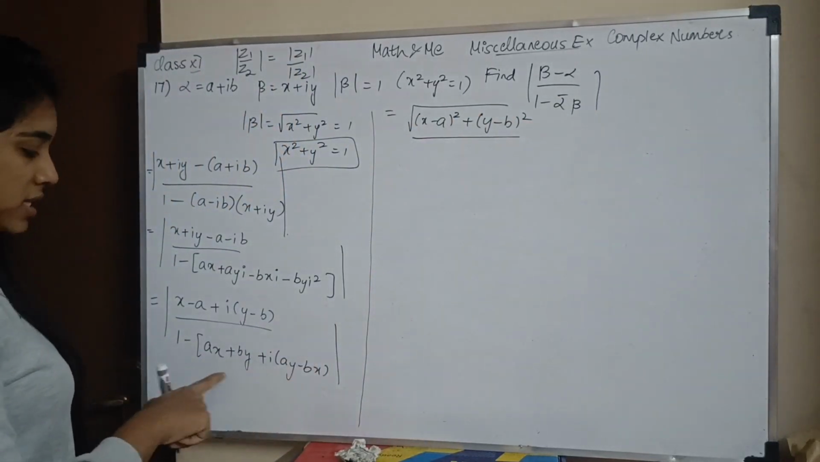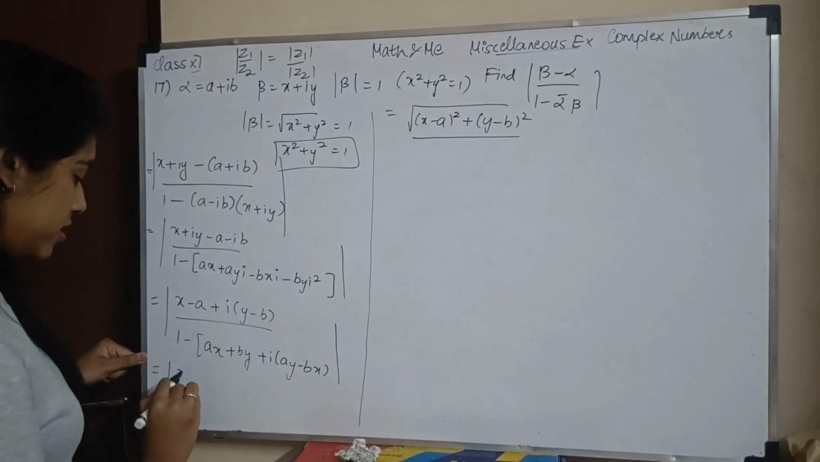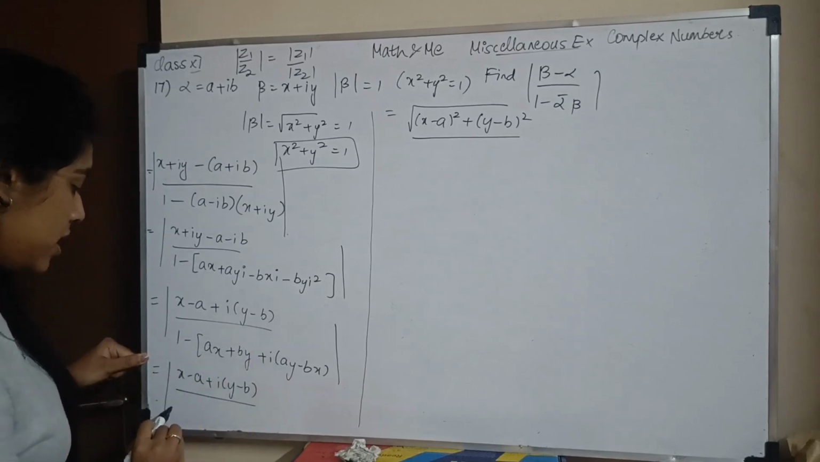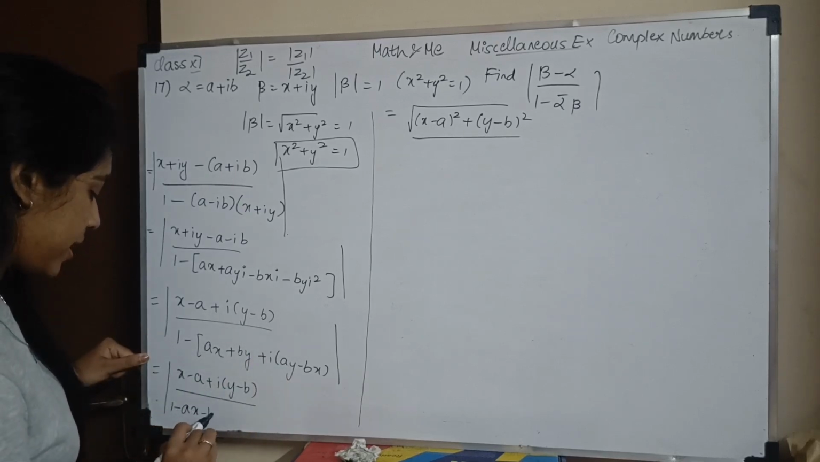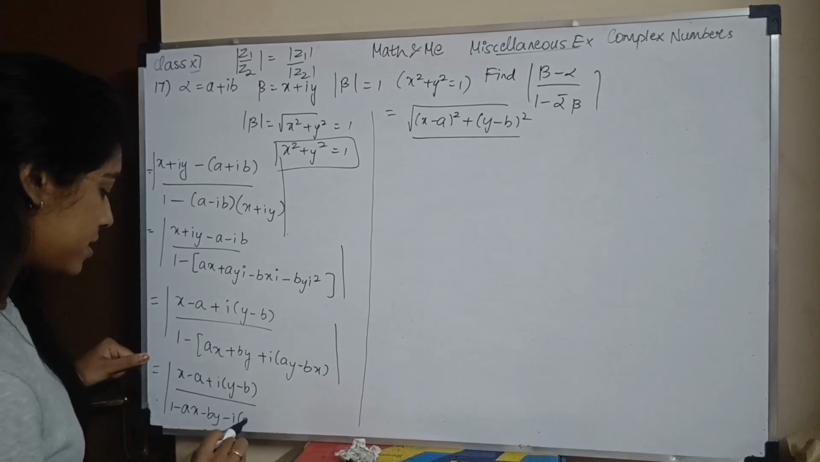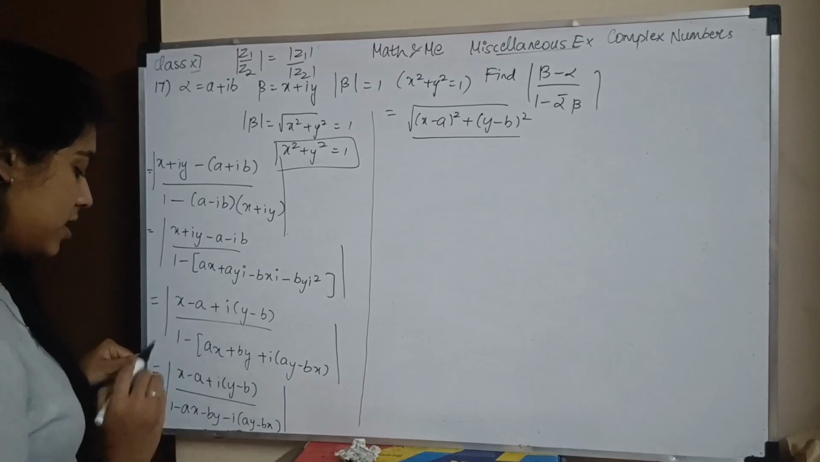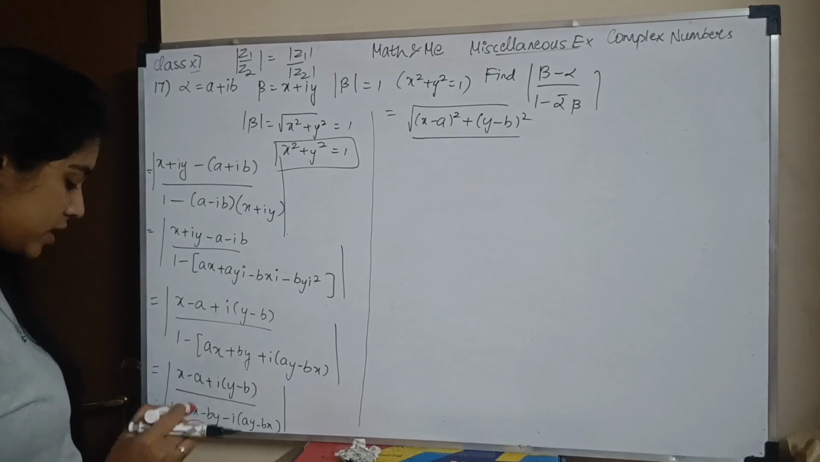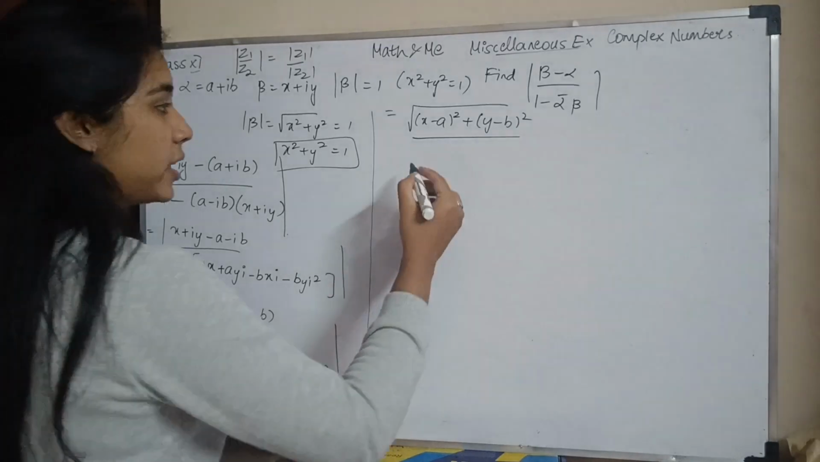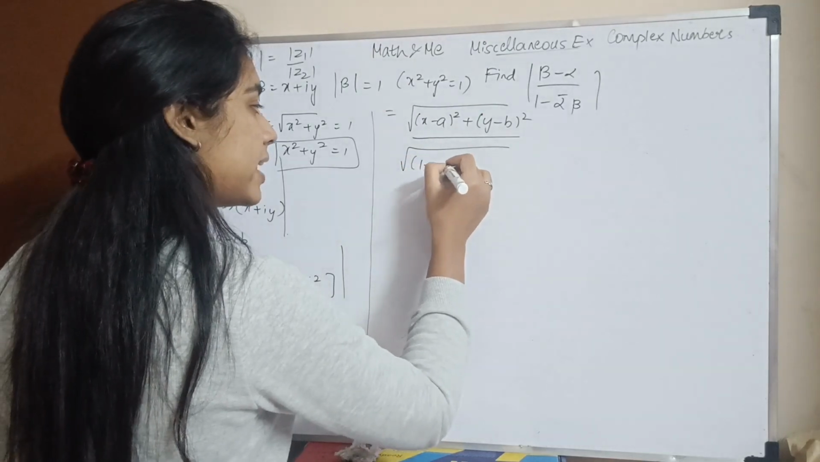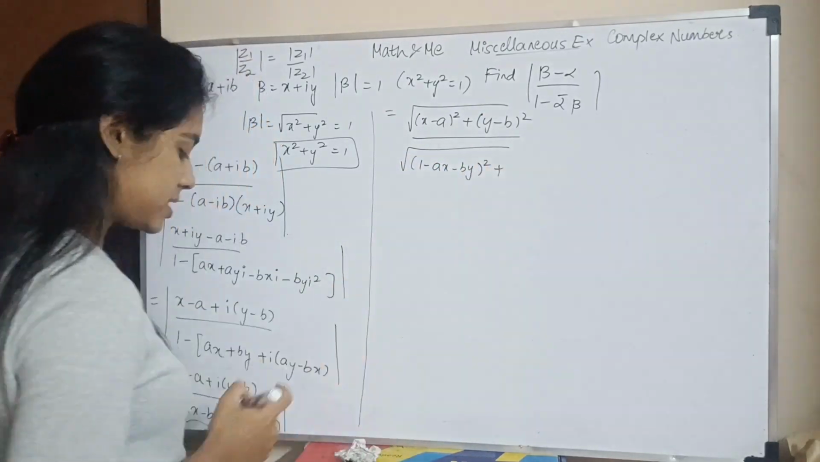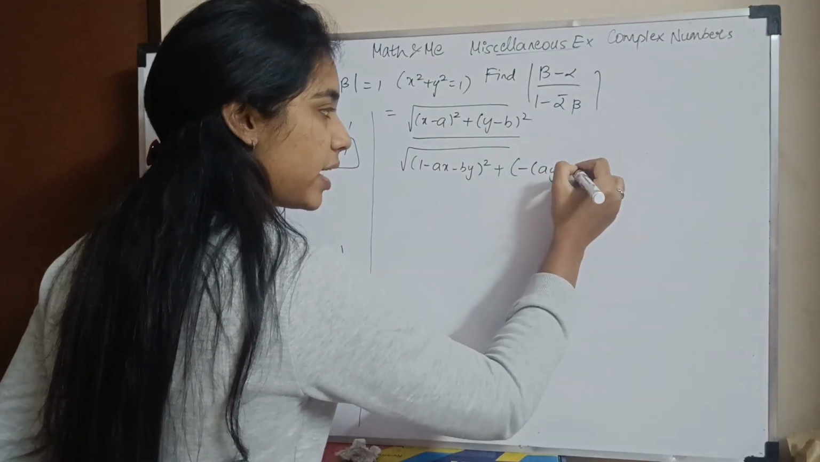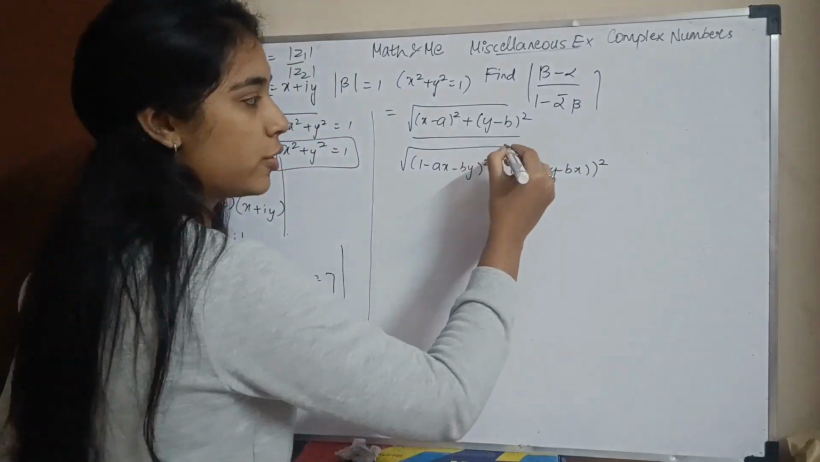Here also it will be 1 minus this term. So let me just open this bracket. So I have x minus a plus I times y minus b. What will the denominator be? Opening the minus, I'll have 1 minus ax minus by minus I times ay minus bx, the whole modulus. Now what is the real part here? The real part is this whole term, so I have 1 minus ax minus by. So root of 1 minus ax minus by the whole square plus, what is the imaginary part? Minus of ay minus bx. So it will be minus of ay minus bx the whole square. When you square, this minus goes away, but don't omit it.